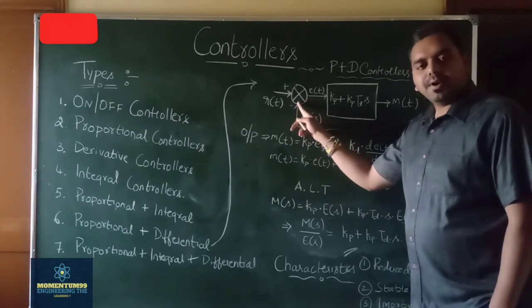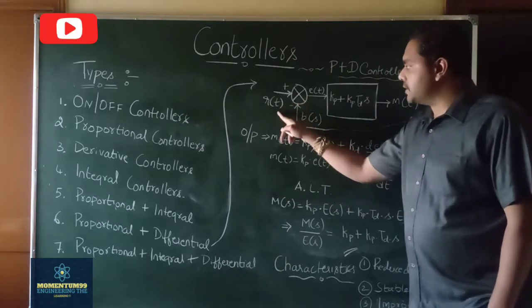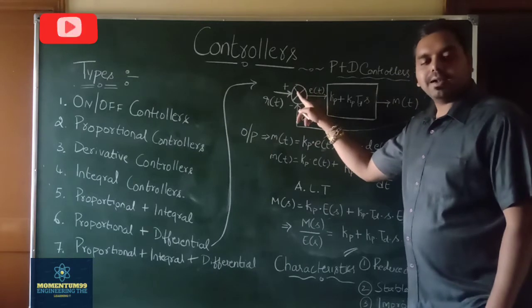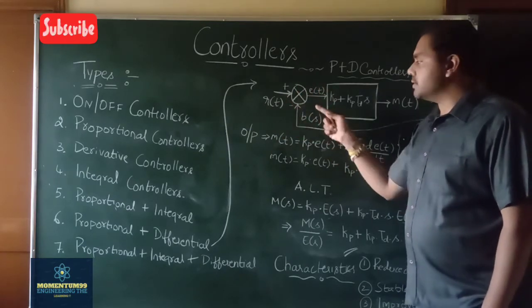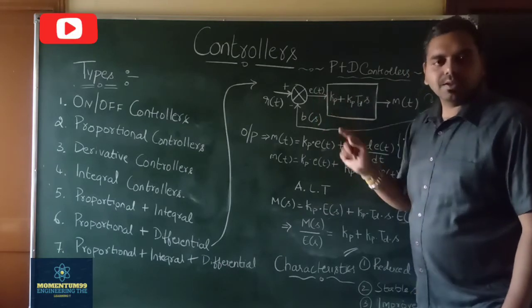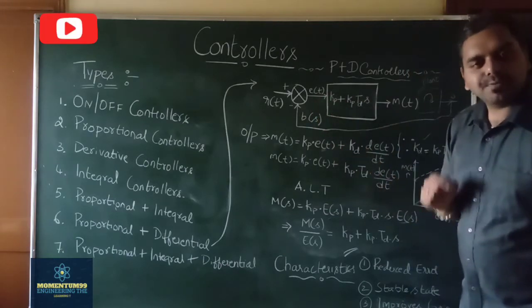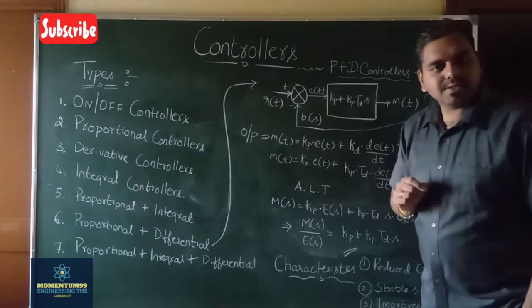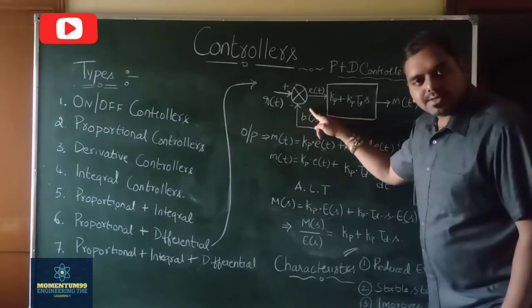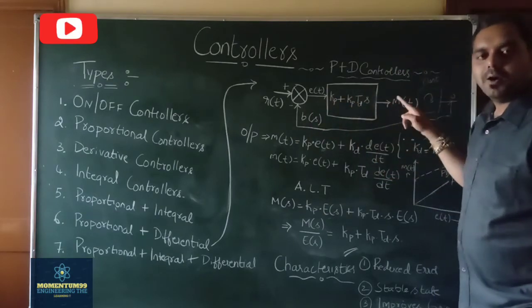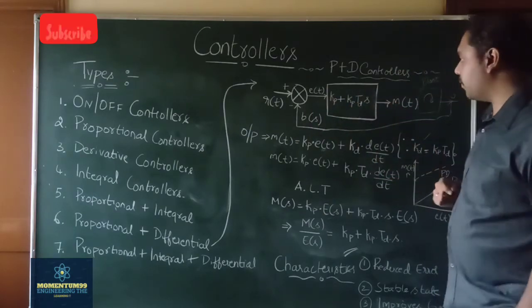Now at the summing point, this feedback signal and the reference input get summed up here. Any difference between the reference input and the feedback signal will give rise to something called the error signal. Now this error signal is fed as an input to our P and D controllers, and based upon the input, this P and D controller processes the error signal and gives us the manipulated output here. Now we have to see what happens here.